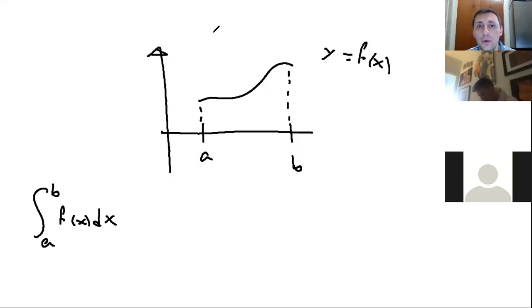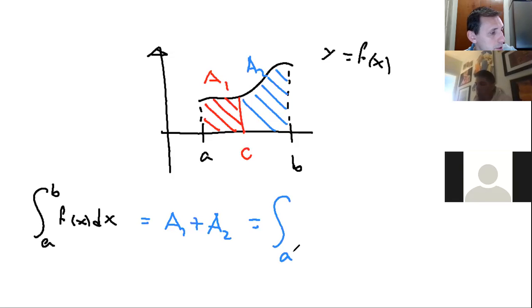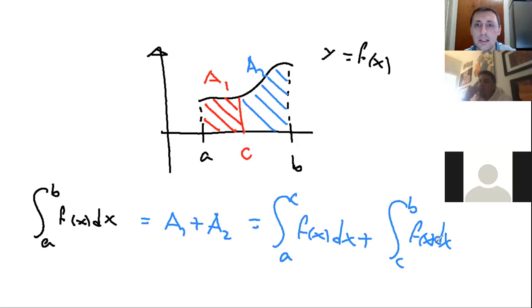That's how it's expressed. Now, if I select a point C in between, the area under the curve can be thought of as the sum of the areas of this area, call it A1, and this area, call it A2. You agree? So this is equal to A1 plus A2, which is the integral from A to C of f of x dx, plus the integral from C to B of f of x dx. Is it clear now? If I put a point C in between, each of them can be expressed as integrals. It should be clear that this integral is the sum of those two other integrals.